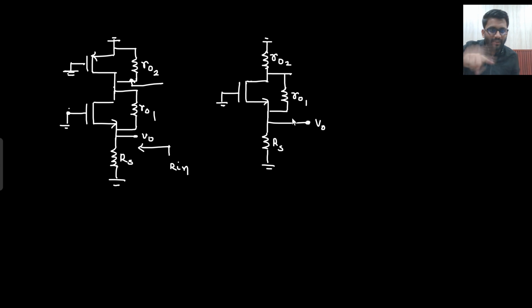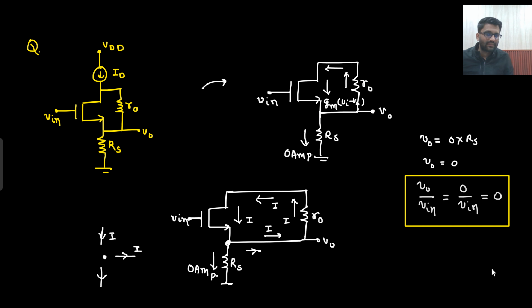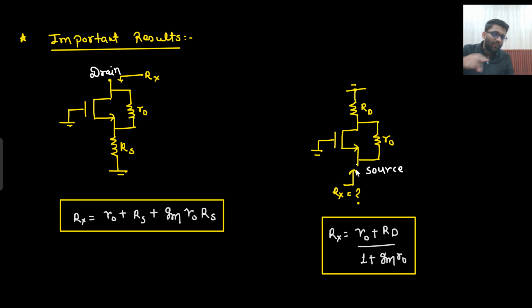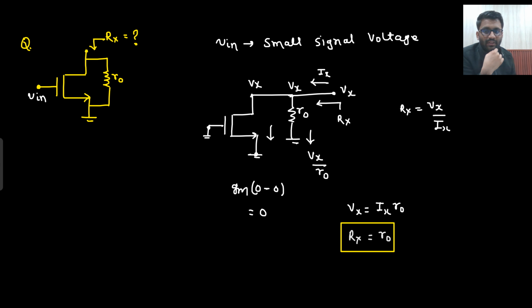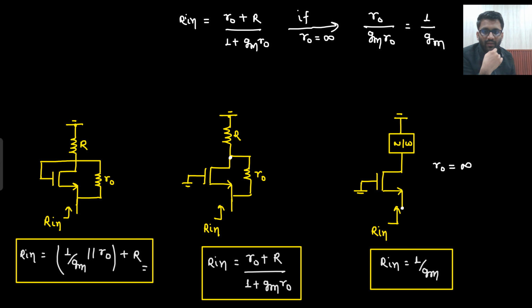From V0 to ground, I see 1 by GM as well, but gate and drain are not shorted to each other. That means from the source side, I am looking. From the source side, I need to write down the resistance. Drain and gate are not shorted to each other and drain is connected to another resistance. Have we seen this kind of circuit before? Yes, not here, sorry. From the source, I need to tell the resistance. Gate is grounded, drain is connected to RD and then there is an R0. And drain and gate both are not shorted to each other. Previously also we have seen this, and I wrote down the conclusion as well.